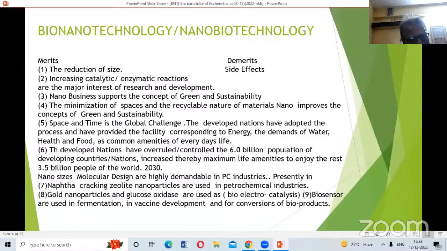Bio-nanotechnology, nanobiotechnology. Some points I have raised against the merits and demerits. Except side effects, all are merits. That means reduction of size, increasing of catalytic and enzymatic reaction, the major interest of research and development. The nano business supports the concept of the green and sustainability, the minimization of the spaces and the recyclable nature of the materials. Nano improves the concept of the green and sustainability. Space and time is the global challenge.